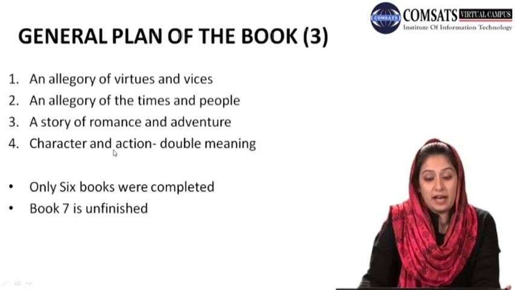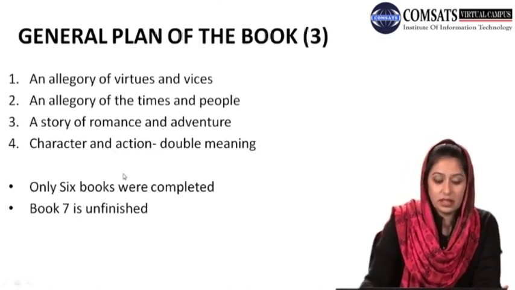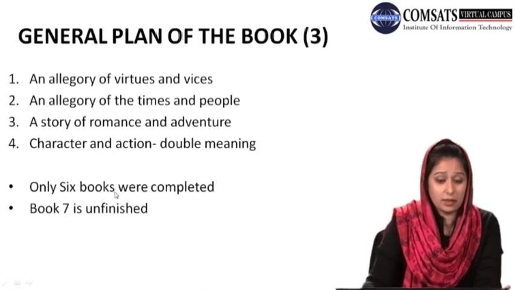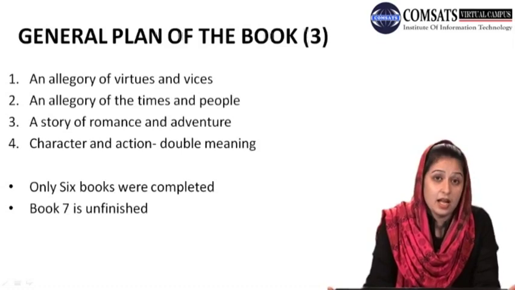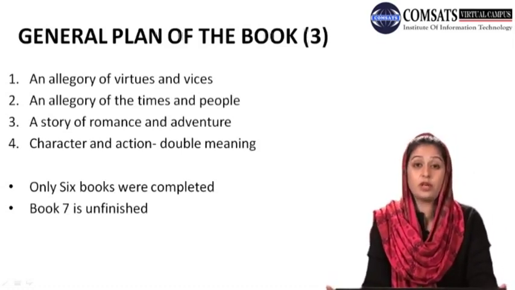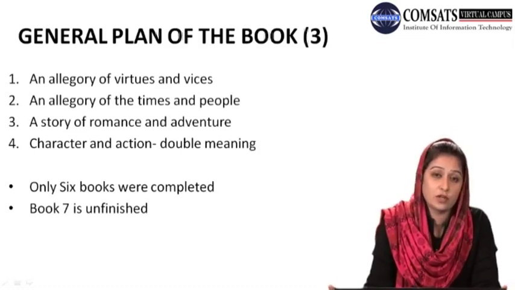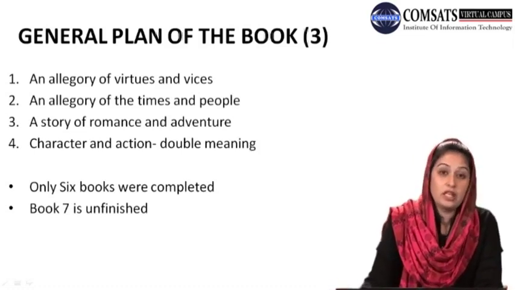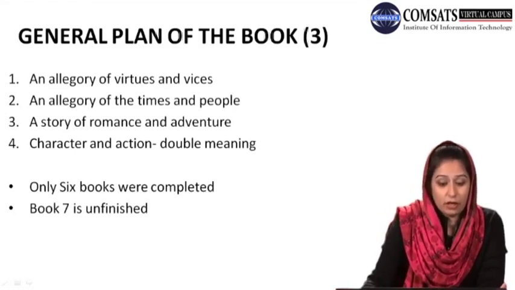Moreover, the characters and actions have got double meaning. There are six books out of these 12 books, as I just discussed, that originally it was planned that there will be 12 books, and in each book there will be 12 cantos, there will be 12 parts of each book. Only six books were completed. The seventh book is unfinished.